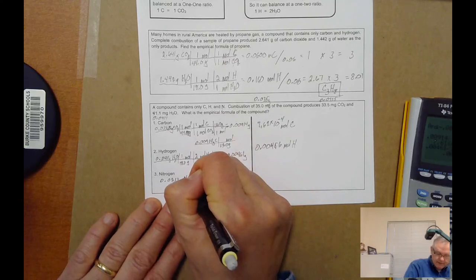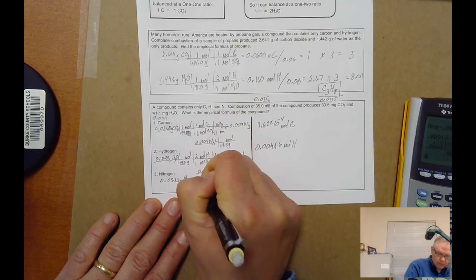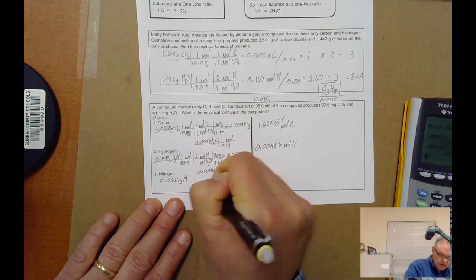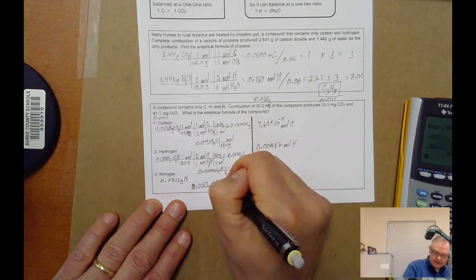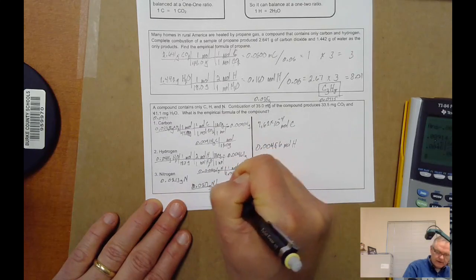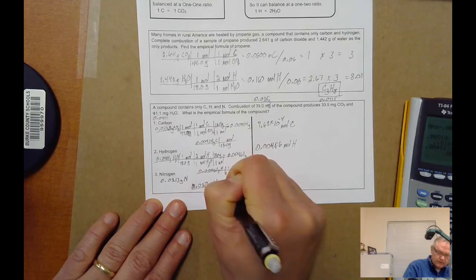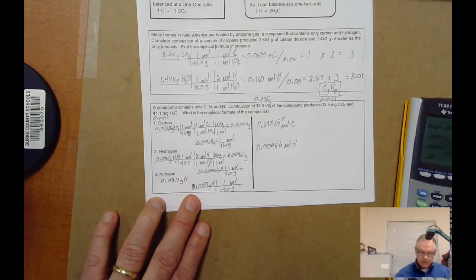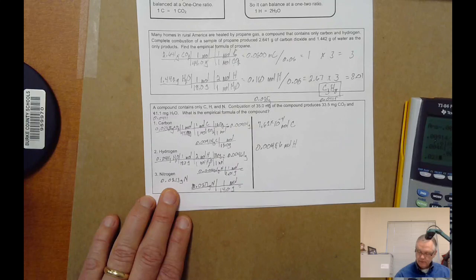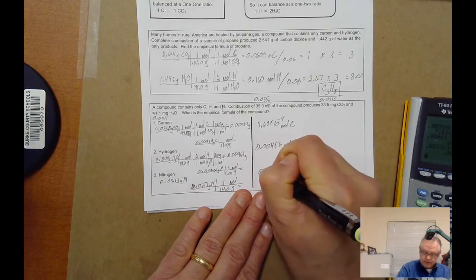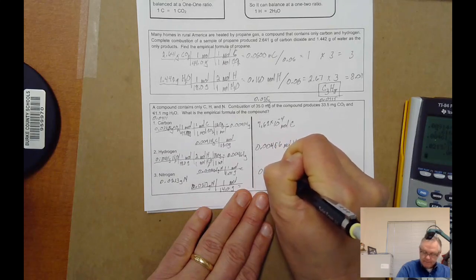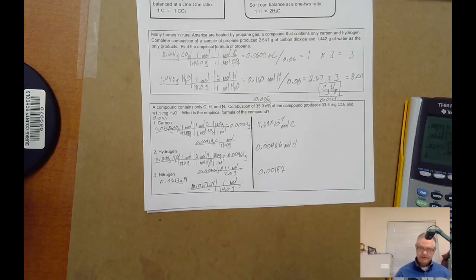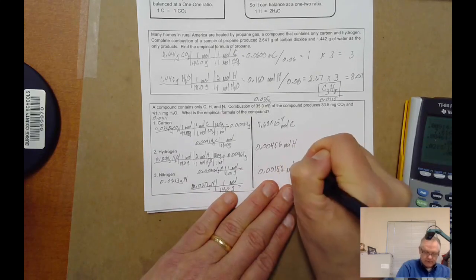So now I'm going to do the final one, and that's going to be 0.0213 grams of nitrogen. I'm going to convert this to moles of nitrogen using 14.0 grams per 1 mole. So I get 0.0213 divided by 14, and I get 0.00152. All right, so guys, this is going to be the moles of the nitrogen.